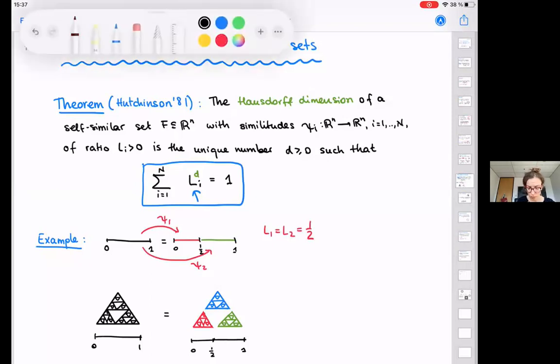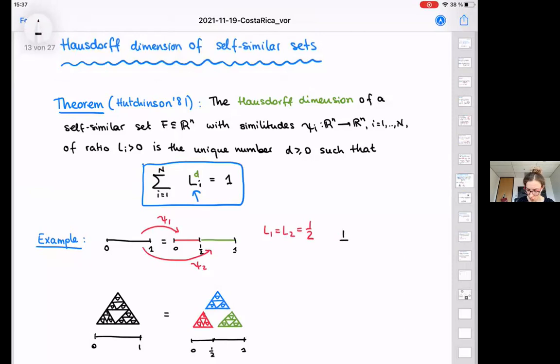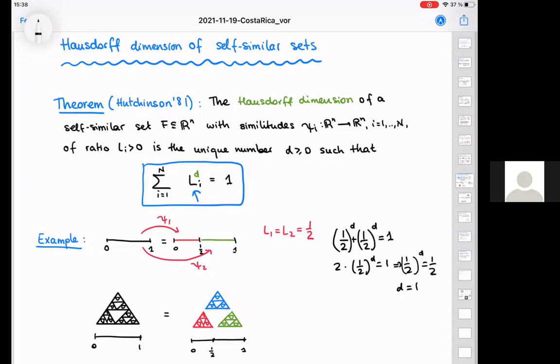So let us try the Hutchinson rule. The Hutchinson rule is telling me, okay, you have 2, so let's do 1/2 to the power of d plus 1/2 to the power of d should be 1. So this is 2 times 1/2 to the power of d should be 1. So 1/2 to the d should be 1/2, so d equals 1. Yeah, so this is nice. The dimension of a line is just 1.